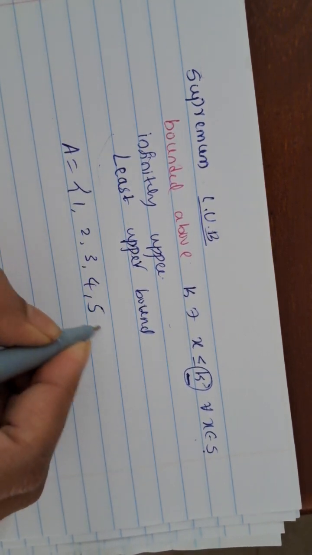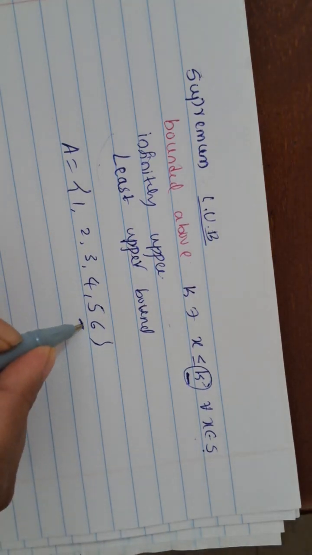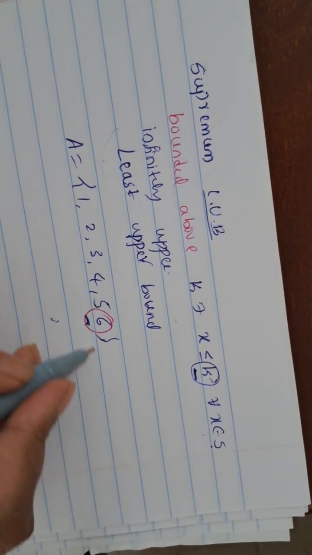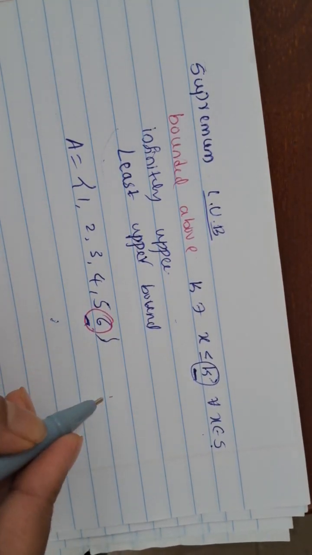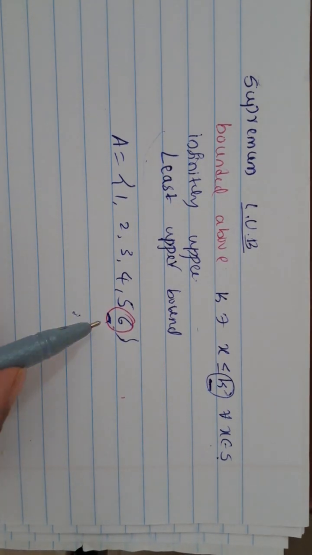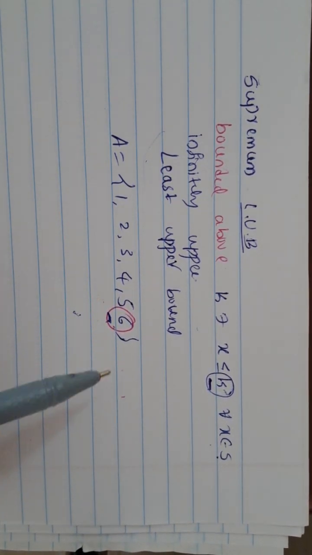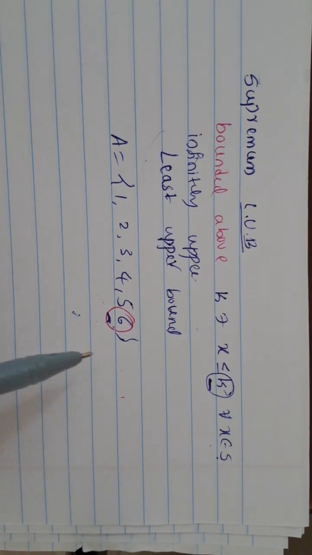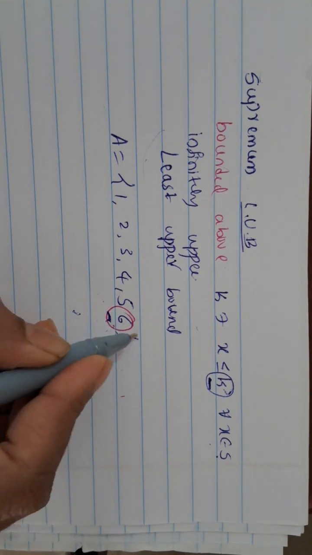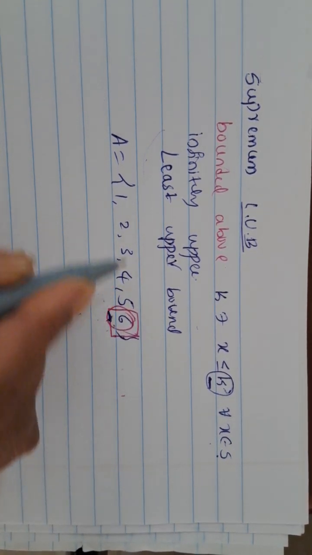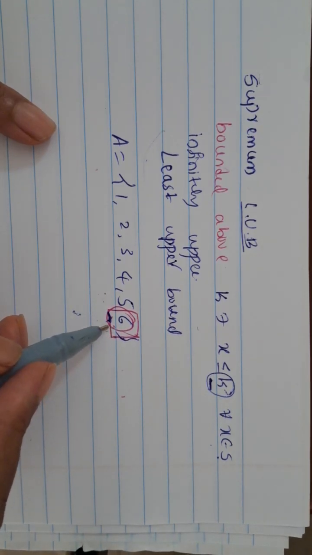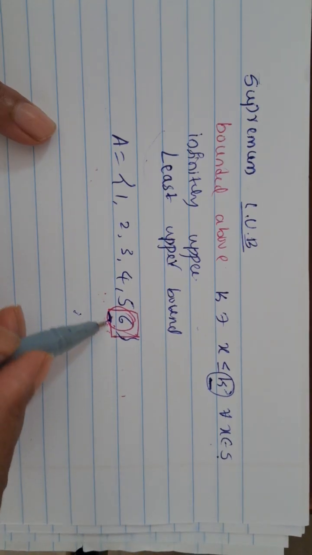So in a given set A, if I take 1, 2, 3, 4, 5, 6, here I told you that 6 is the upper bound. And I also told you any number which is greater than 6 will be an upper bound of the given set. So 6 is an upper bound, 7, 10, 11, 100 are upper bounds. Likewise, there are infinitely many upper bounds. But among all these upper bounds, 6 is the smallest number which is an upper bound of this given set. There is no smaller number than 6 which is an upper bound. Hence 6 will become the smallest one.